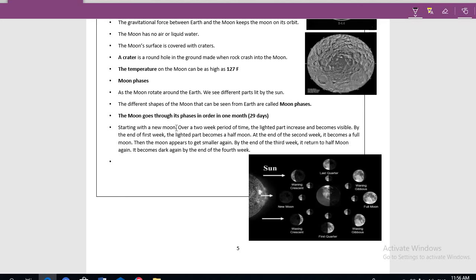Starting with a new moon, over a two-week period of time, the lighted part increases and becomes visible by the end of the first week. The lighted part becomes a half moon. At the end of the second week, it becomes a full moon. Then the moon appears to get smaller again. By the end of the third week, it returns to the half moon. It becomes dark again by the end of the fourth week.